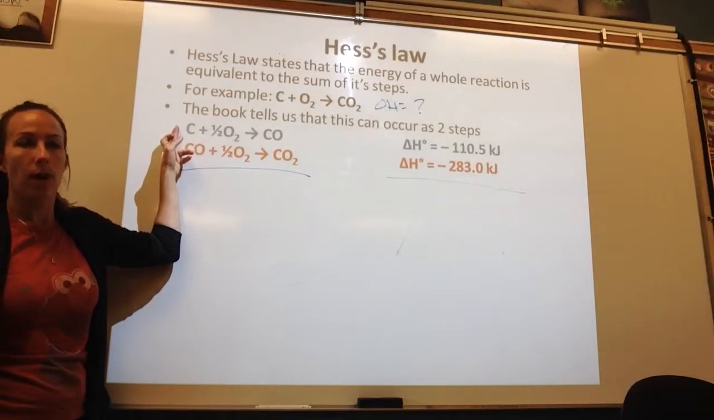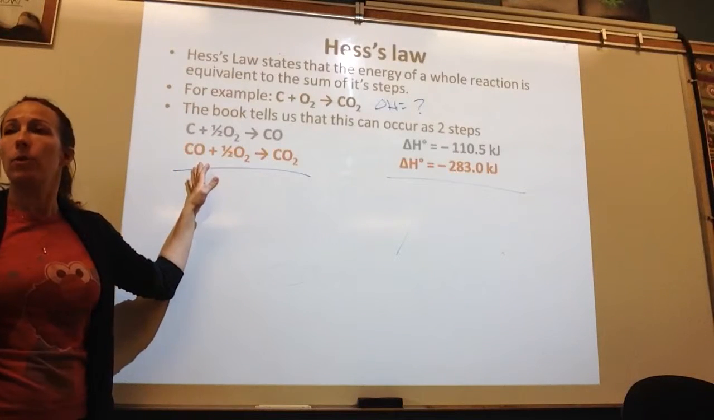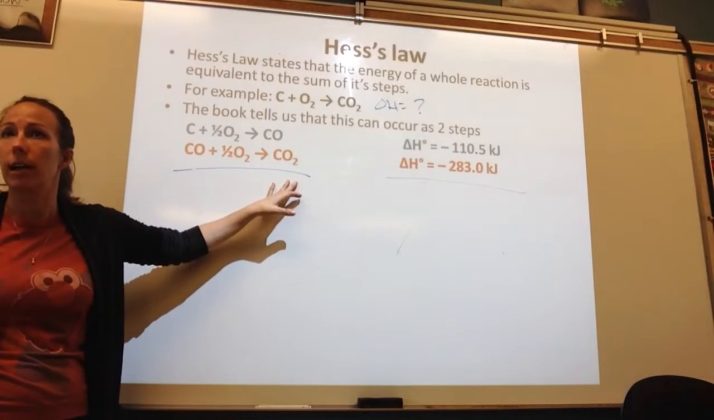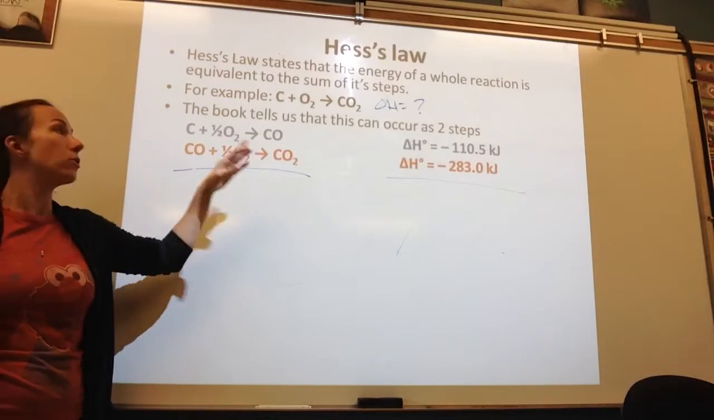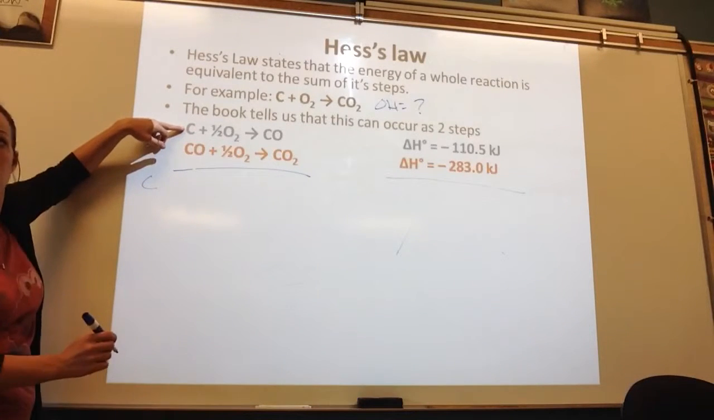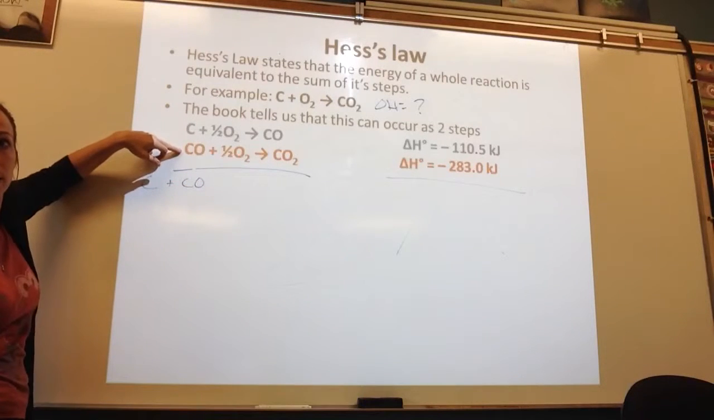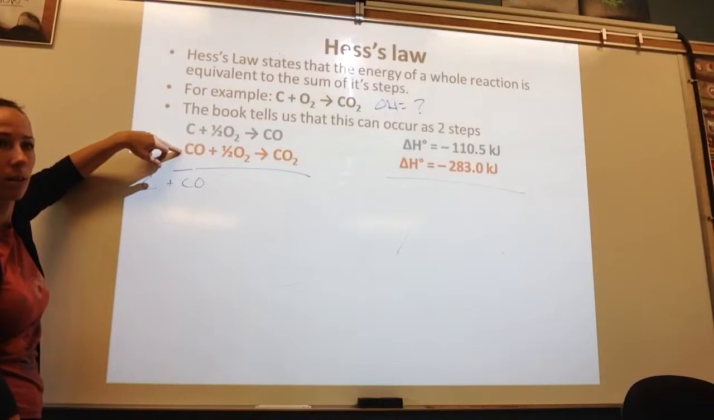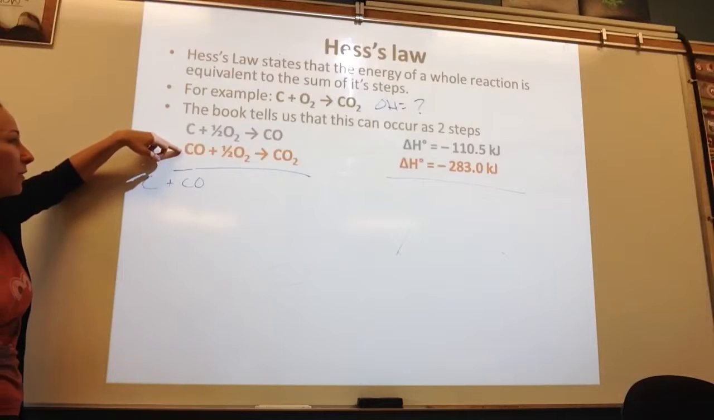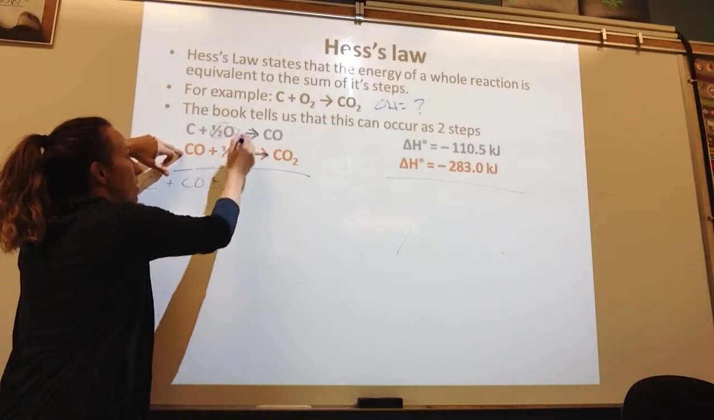We did a little bit of this yesterday, okay? So we add up our terms like they're algebra, left side, right side. Things that cancel out can cancel out, just like algebra. So if this carbon is on the left-hand side, I can write it here. And if this carbon monoxide is on the left-hand side, I can write that there as well. Okay, how many oxygens have I got on the left-hand side of my arrow?